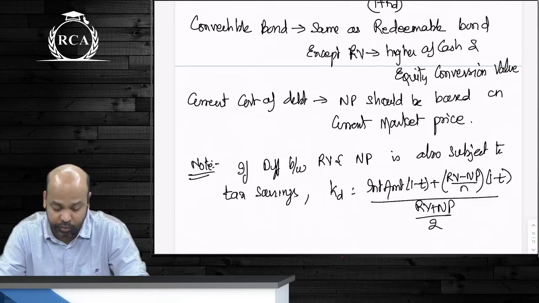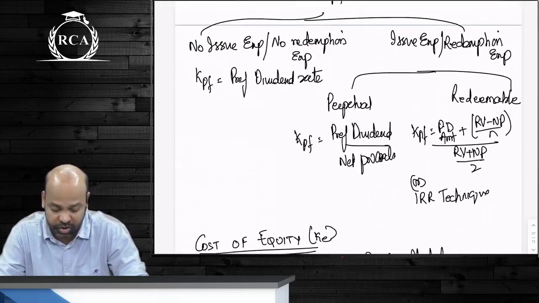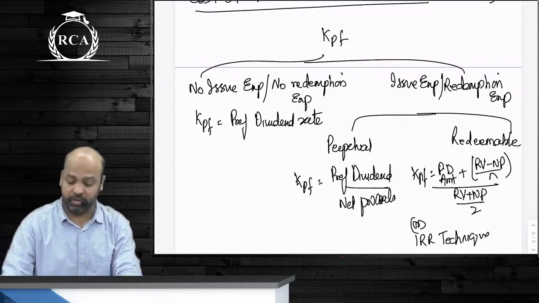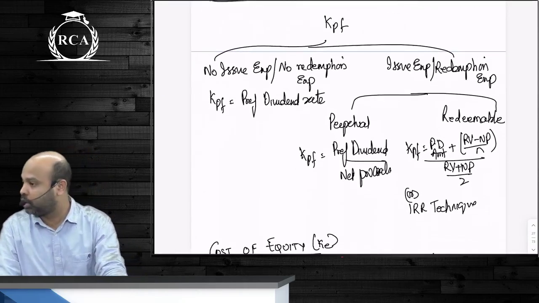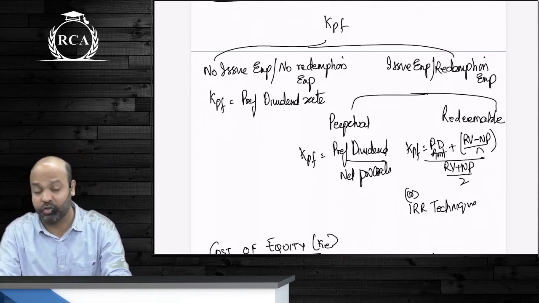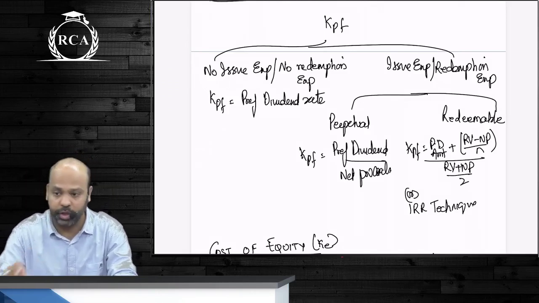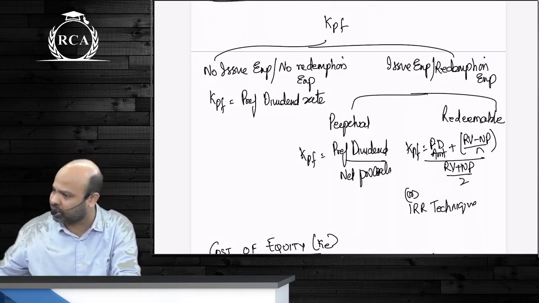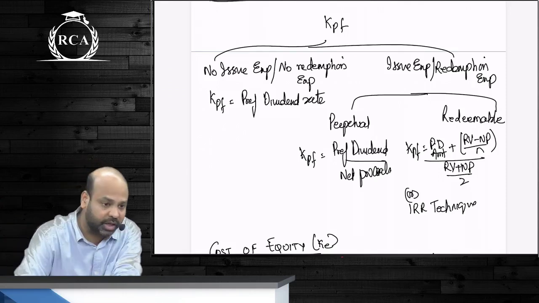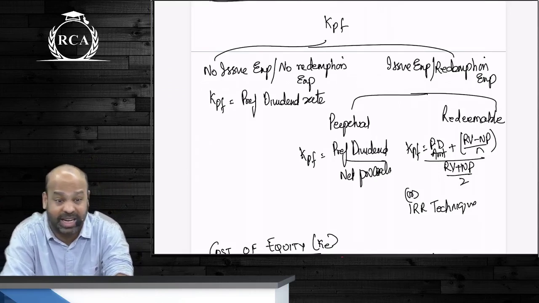After this beta, we moved on to cost of preference share capital. I said cost of preference share capital, guys, is exactly the same as cost of debt. The only difference between cost of preference share capital and cost of debt is that there is no tax savings on payment of preference dividend. So into 1 minus tax rate is not going to come. Rest everything is same. If nothing is given, we always assume cost of preference share capital is equal to preference dividend rate.